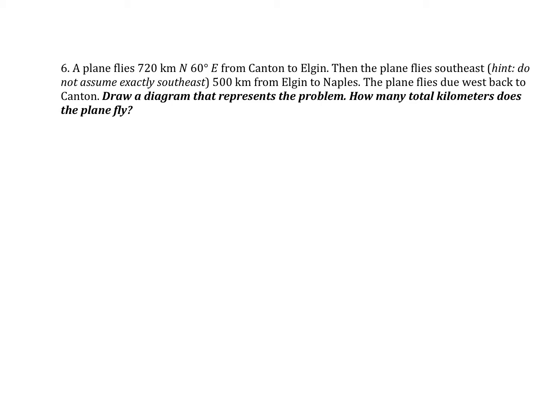So let's start at the beginning. A plane flies 720 kilometers north, 60 degrees east, so that's our bearing. So north, 60 degrees east, so it's going north, east, so therefore we have the plane flying in this direction. So 60 degrees is here. So we can draw that vertical line, and the plane is flying north 60 degrees east from Canton to Elgin. So 60 degrees is here.